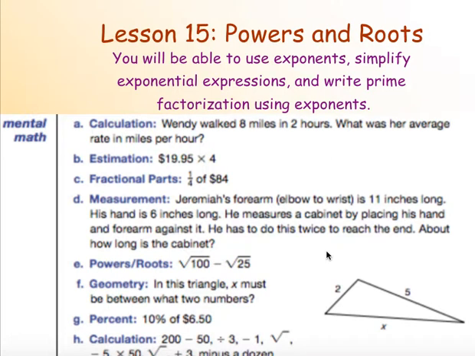Lesson 15 is all about powers and roots. So the goal is to be able to take an expression and use exponents to simplify it, and even take a number and write its prime factorization using exponents.